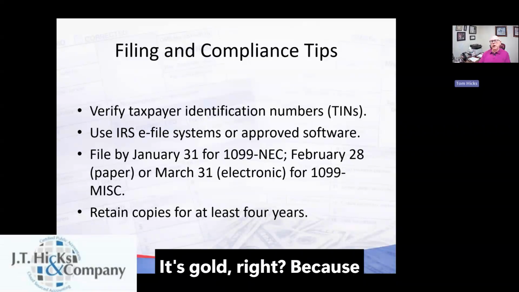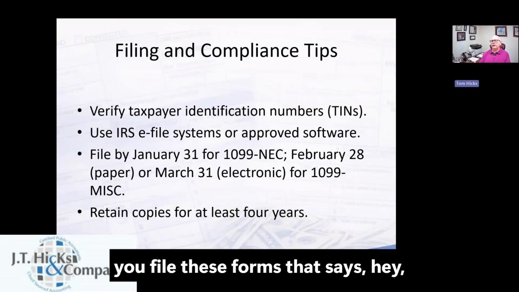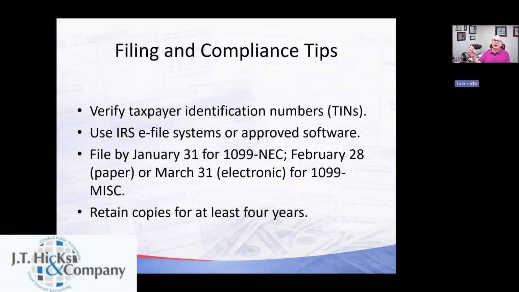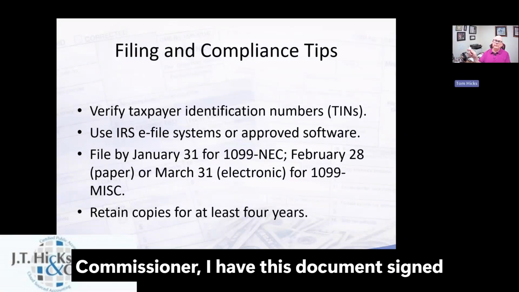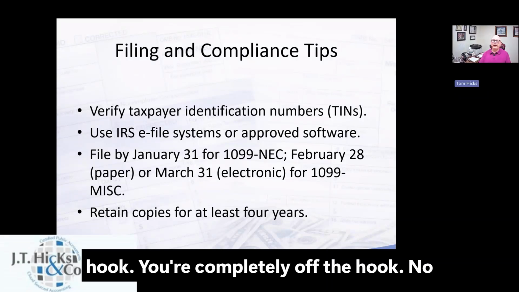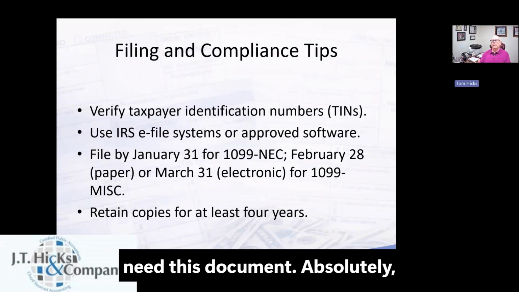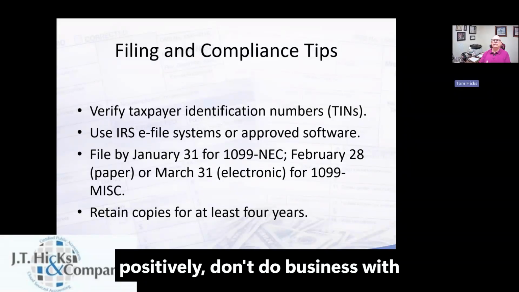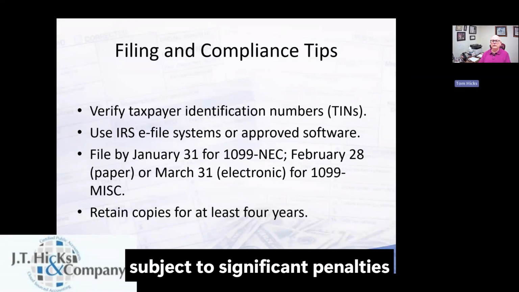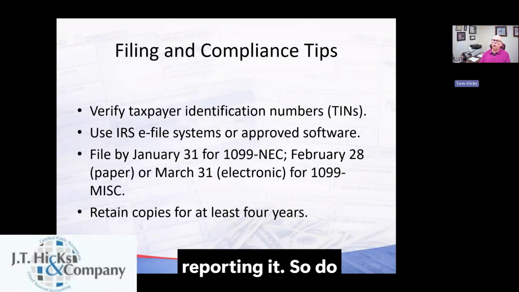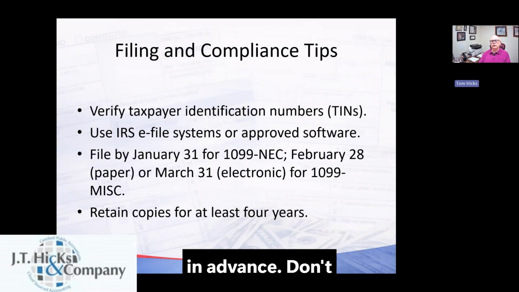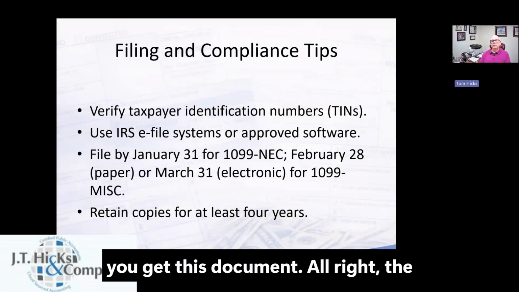It's gold, right? Because if something bounces back from IRS when you file these forms that says, hey, this name and this number don't match, all you have to do is respond, hey, Mr. Commissioner, I have this document signed by this person, and here's the information that they gave me, and you are off the hook. You're completely off the hook, no penalties for you. So that's why you need this document. Absolutely, positively, don't do business with anyone that refuses to sign that document. You could be subject to significant penalties for not filing 1099s and not reporting it. So, do yourself a favor, get this document in advance. Don't pay a penny until you get this document.